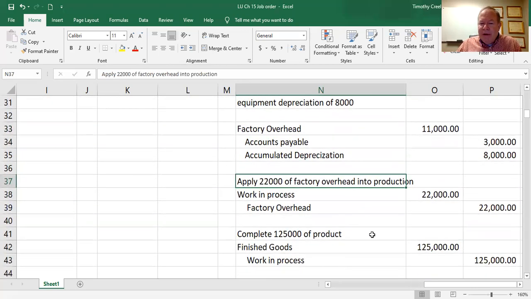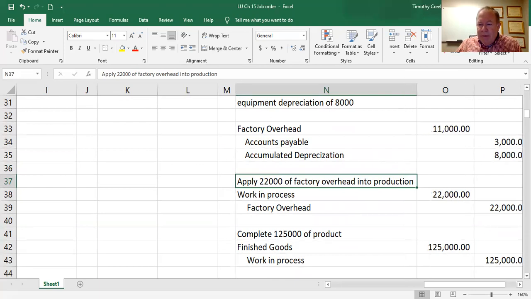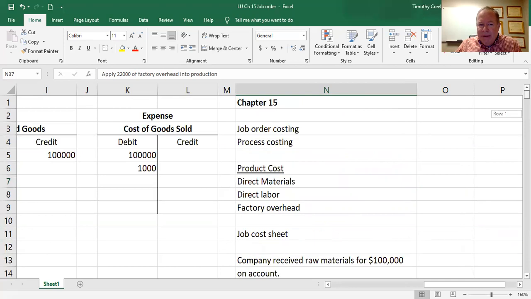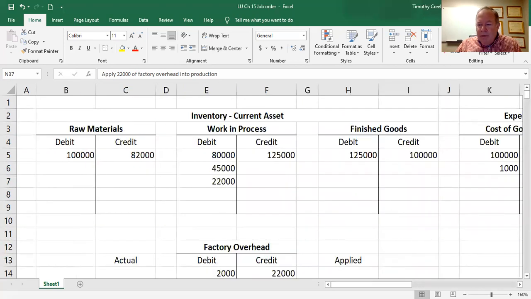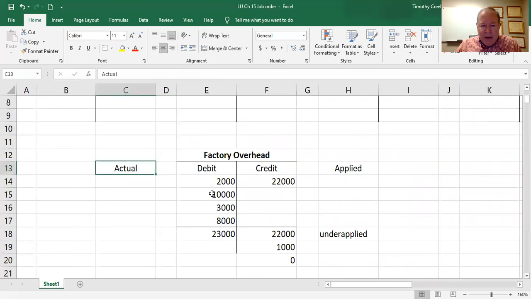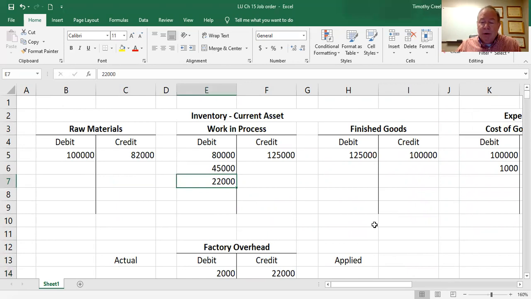apply 22,000 of factory overhead into production. So let's basically go up here and remember that we have the actual factory overhead items as they occur during the month are all debited to factory overhead. But when we apply it, we're going to credit factory overhead. So we would credit factory overhead, and basically it would be debited then to work in process. So remember that since work in process is the assembly line, it's where the products get put together. This is the point where all three elements of product cost enter: direct materials, direct labor, and factory overhead.